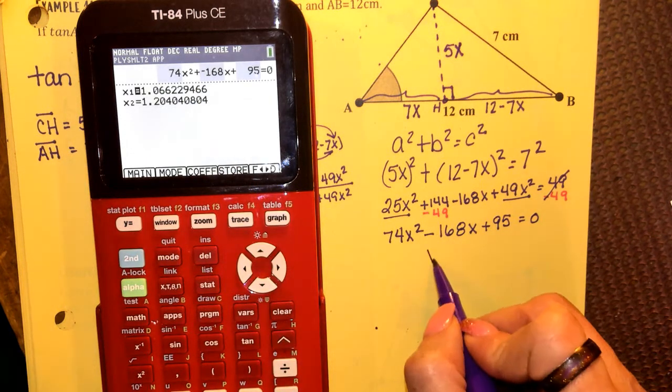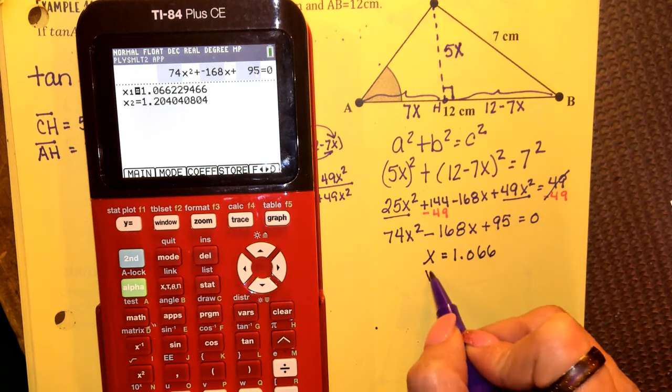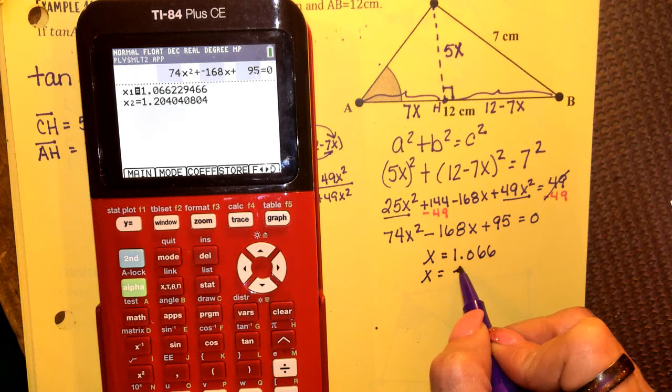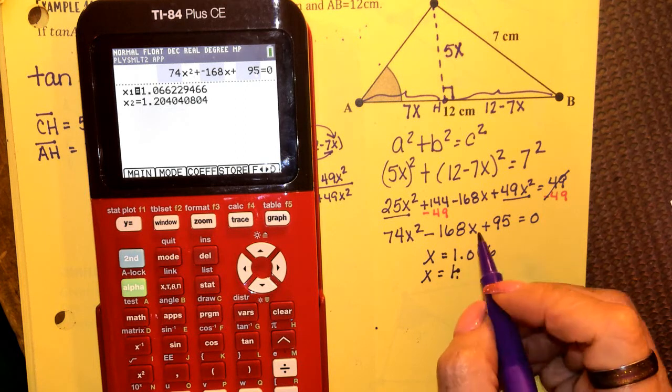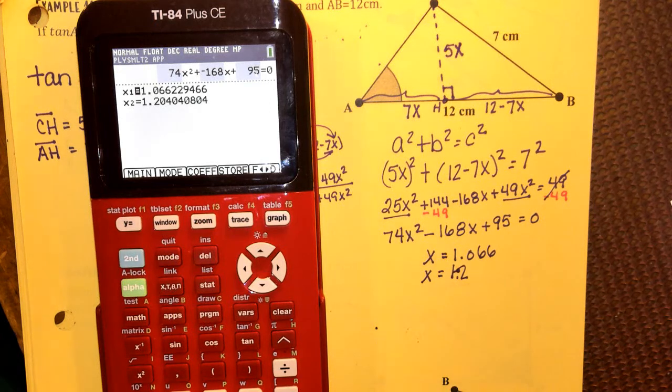My two answer choices are x equals 1.066 and x equals 1.2. Oh, that's messy. Let me fix that.